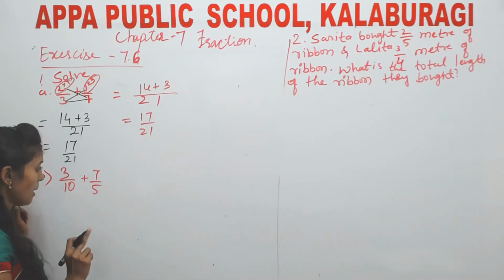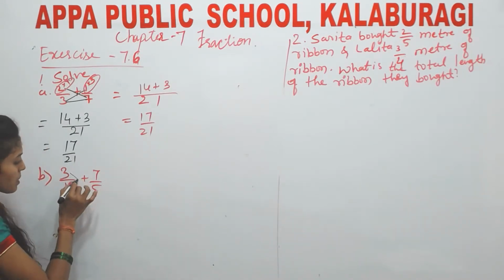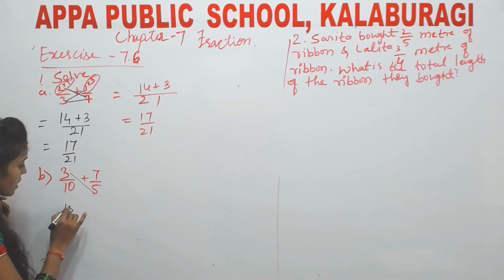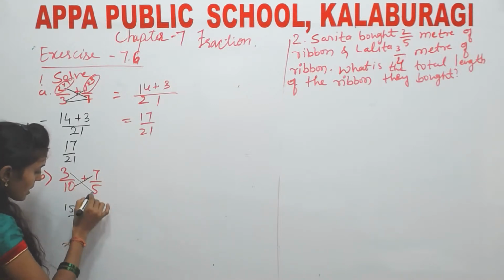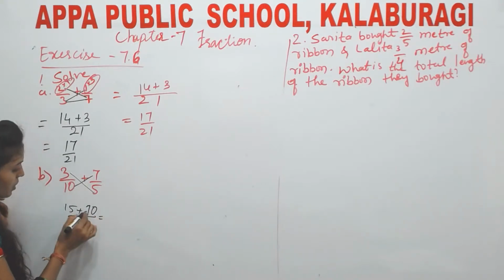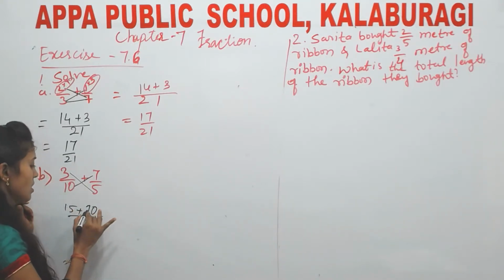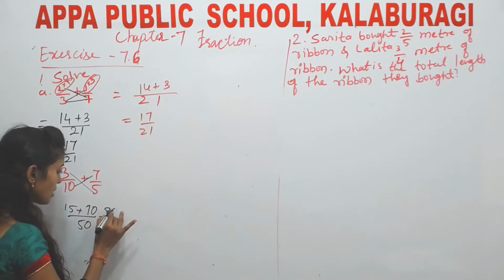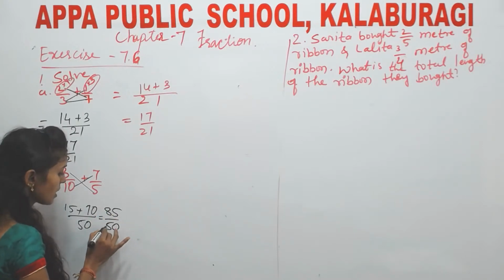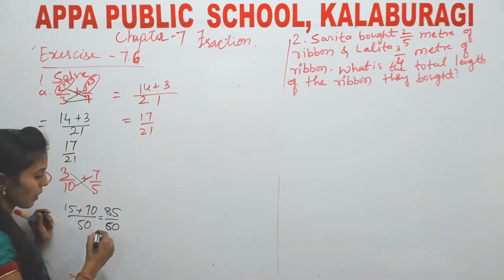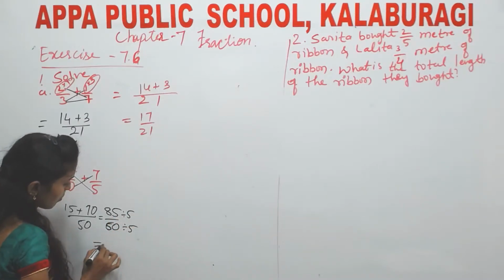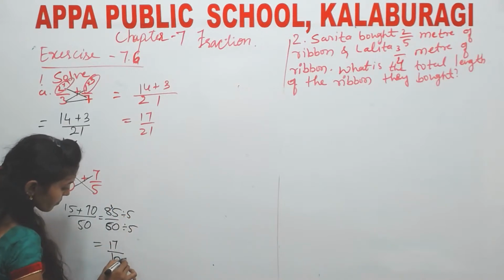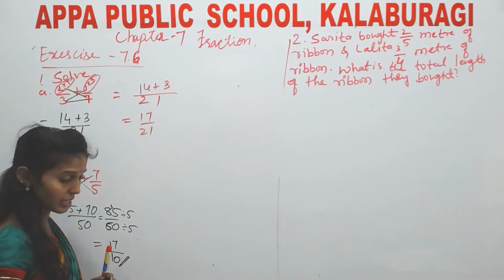For example, if we cross multiply, 3 fives are 15 plus 7 tens are 70, divided by 10 fives are 50. If we do that, we will get 85 by 50. Both are divisible by 5. If we divide by 5, we will get 17 by 10, right?